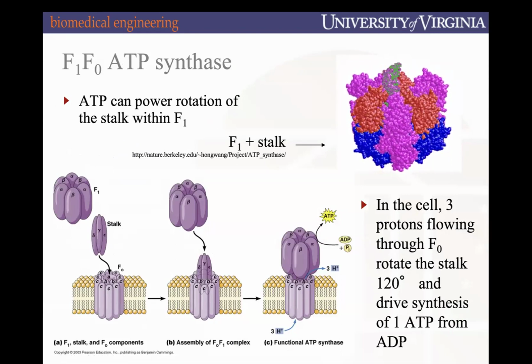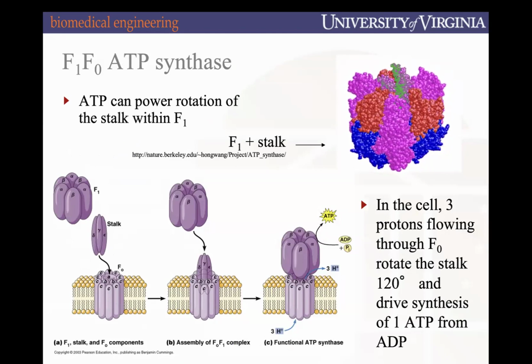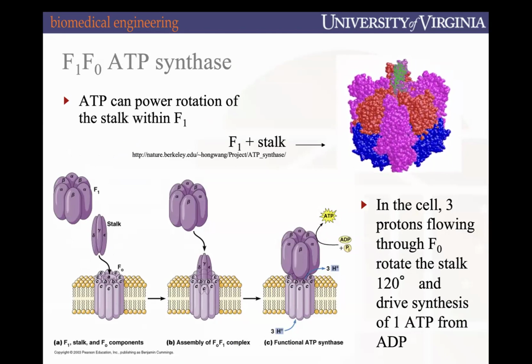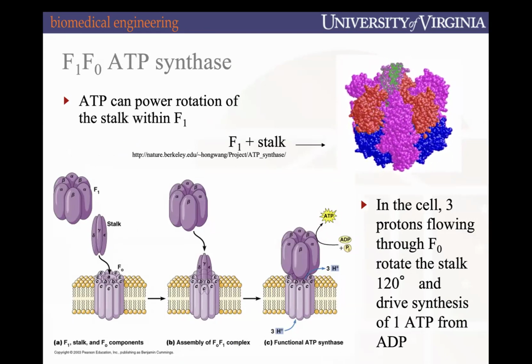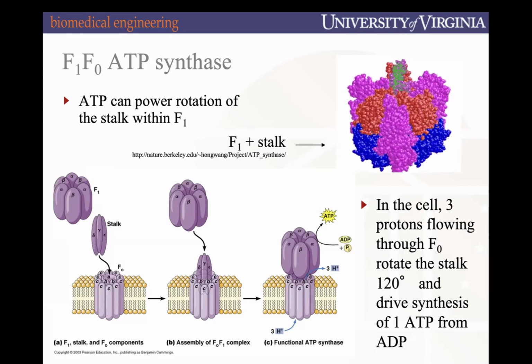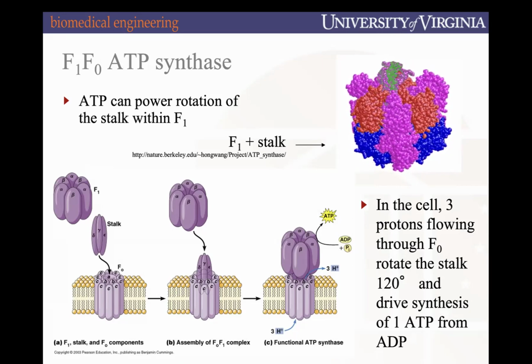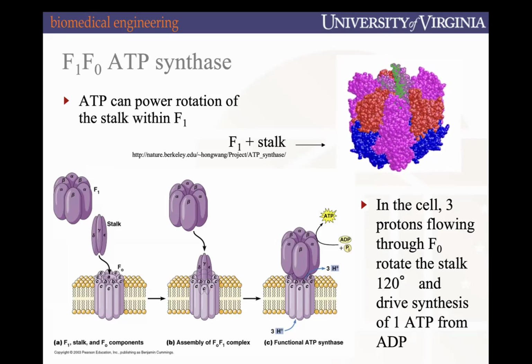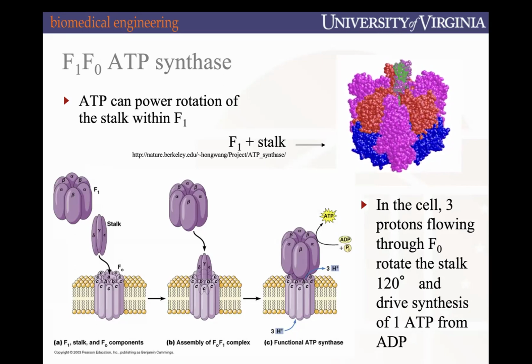What ends up happening is that every time 3 hydrogen ions flow through the F0 complex, it's going to rotate the stalk about 120 degrees. Every time it does that, it's going to generate 1 ADP to become an ATP. So again, this is an important ratio for you to know. Every time 3 hydrogen ions flow into it, we get 1 ATP, and it's going to turn a gear that helps generate it.